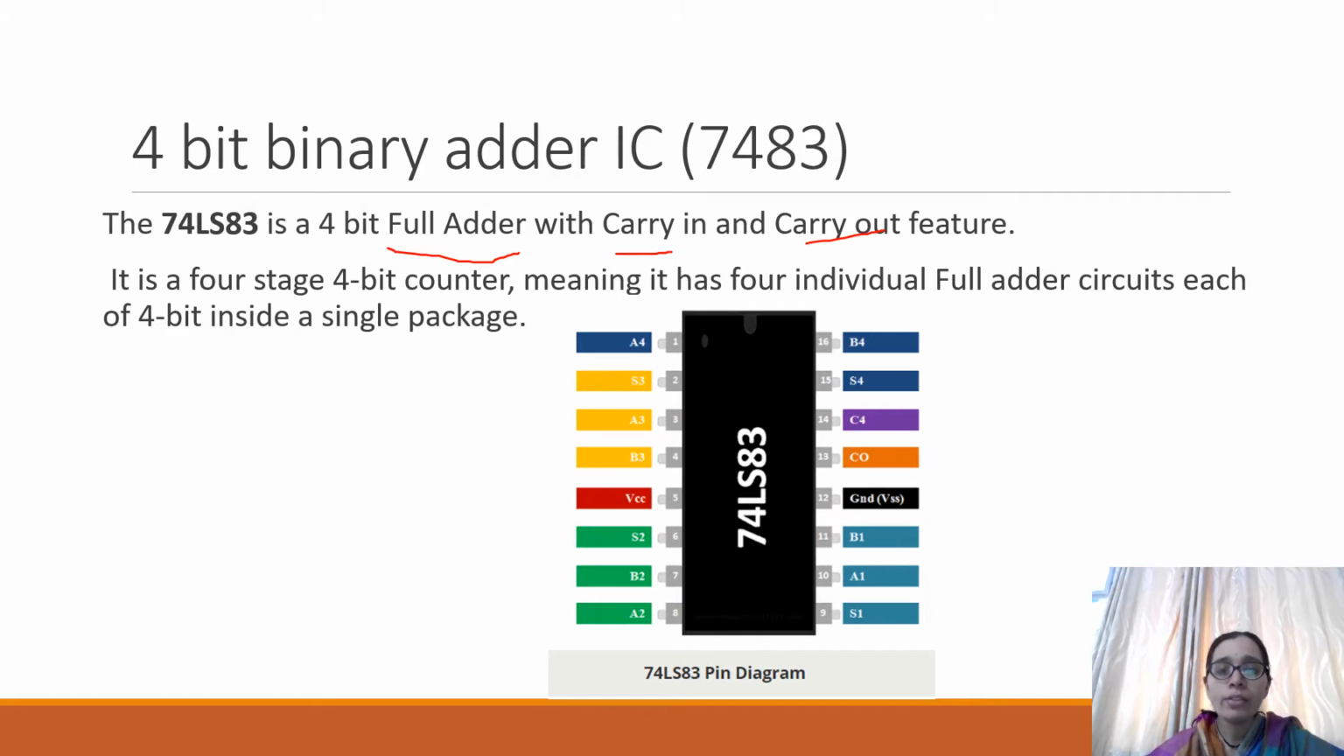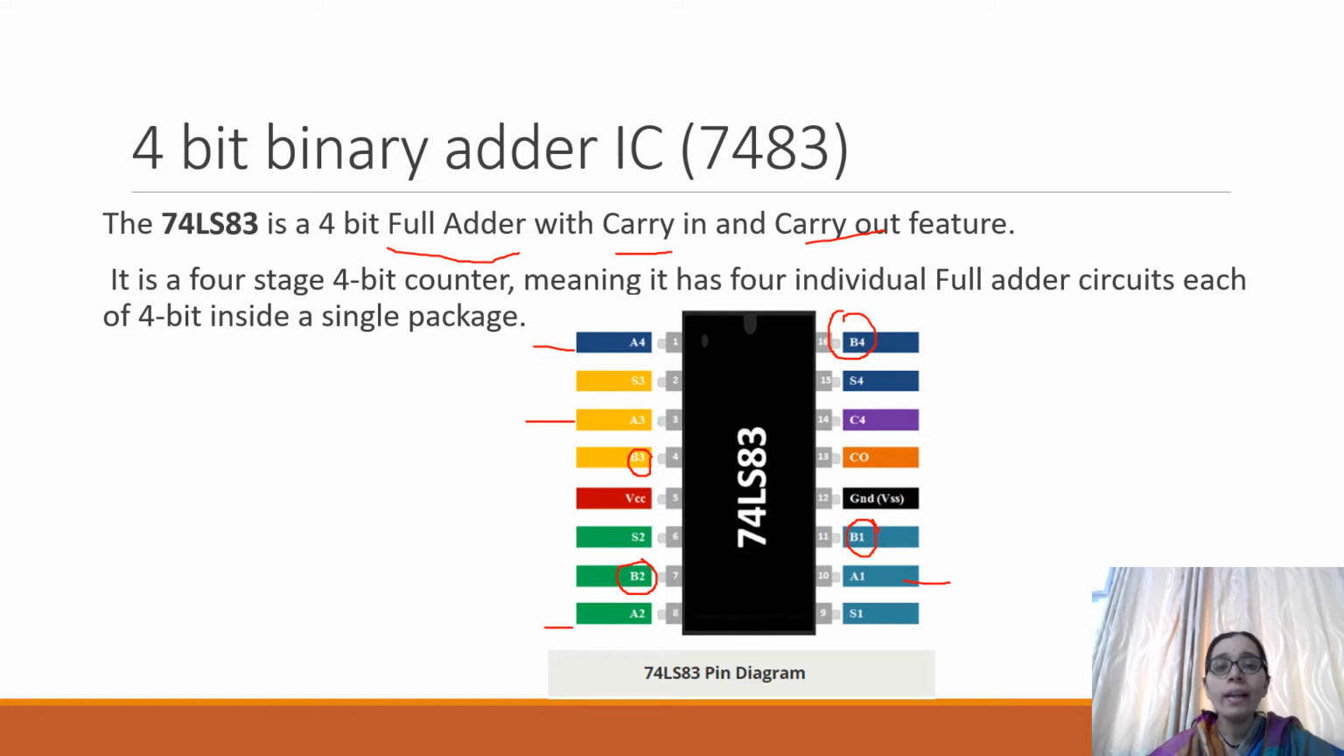As you can observe in this figure, it is a total 16 pin IC, where A indicates A4, A2, A1 and A3. These 4, and B4, B1, B2 and B3. These 4, that is total A4, A3, A2, A1 and B4, B3, B2, B1.